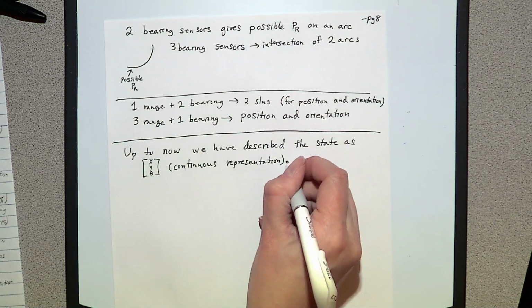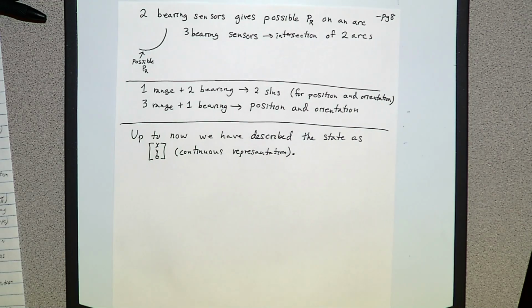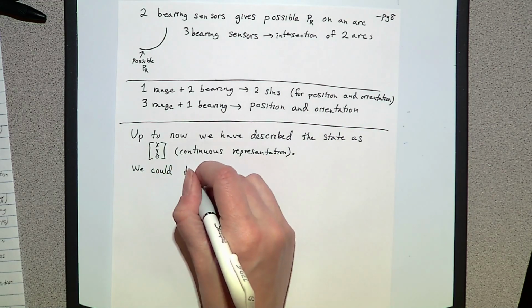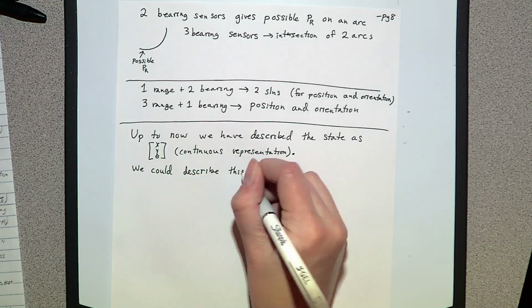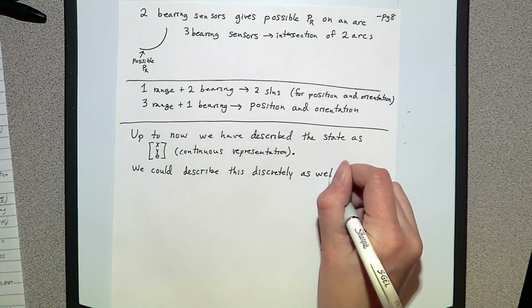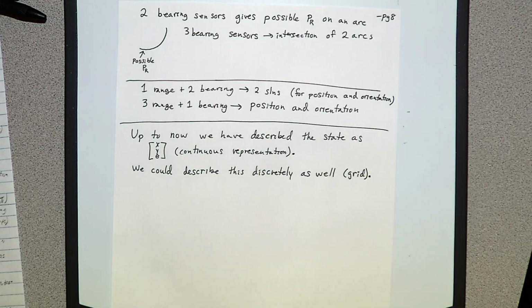But something that we'll see when we talk about mapping is that you could also describe it discretely. So if you think about, say, if the map that you're looking at is a grid, like in the last space where we have those squares, you might describe the "where am I" according to which square.